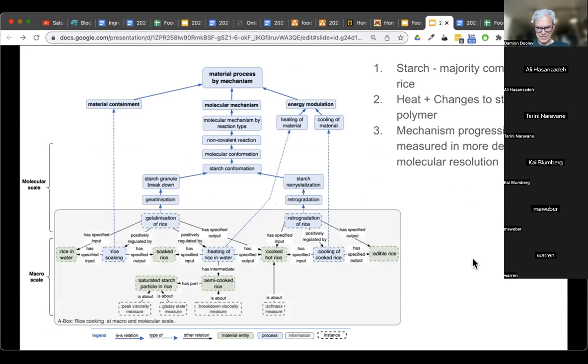Here you see the reason for the focus on starch is that it's the majority component in rice. When you heat the rice, there are changes to the starch polymer. There could be other reactions, probably not a Maillard reaction. This is what the molecular mechanism is getting into as you go into more detailed subclasses. When you supply heat, the starch molecule, which is really tangled, is unentangling. So the molecular conformation is changing.